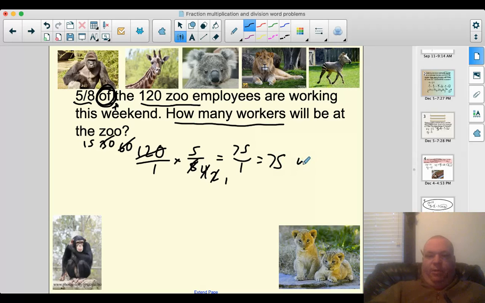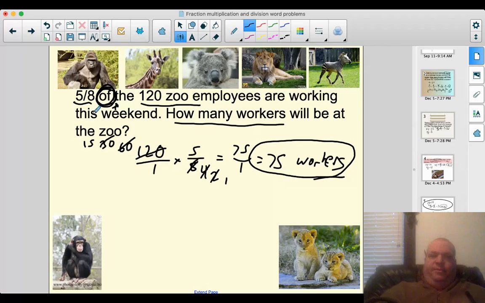That's asking how many workers, so that's the number of workers. So 75 workers will be at the zoo. Now, if I check to see if that's reasonable, 5/8 is a little more than half. Half of this 120 would be 60, and I have more than that. So it seems like a reasonable answer to me.